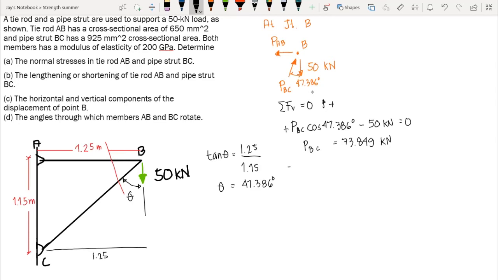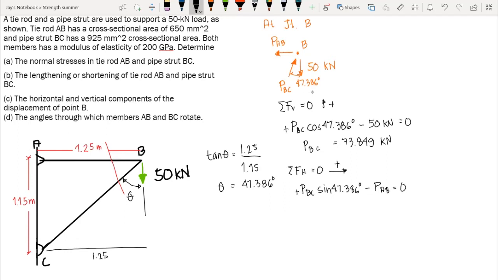So we have summation of forces horizontal is equal to 0. All the forces to the right are positive. Then we have here the horizontal component of load PBC, so we use sine, correct? PBC sine 47.386 degrees. That's positive since the horizontal component of PBC is acting to the right direction. Now PAB here, since it is acting to the left direction, that is negative. PAB is equal to 0.